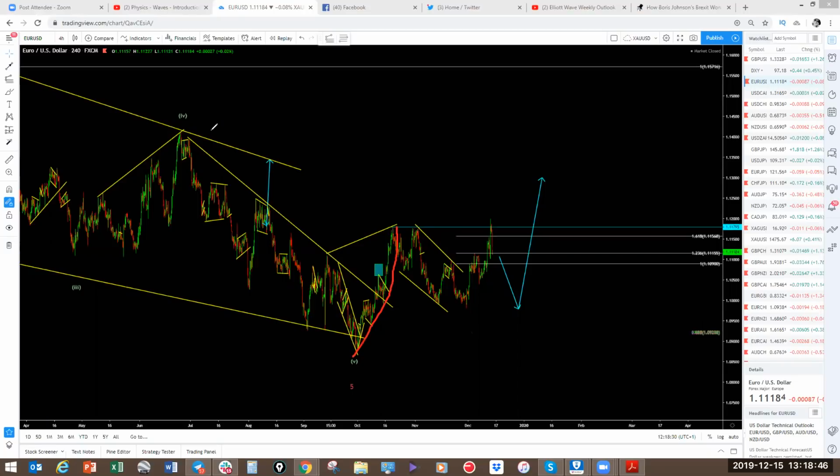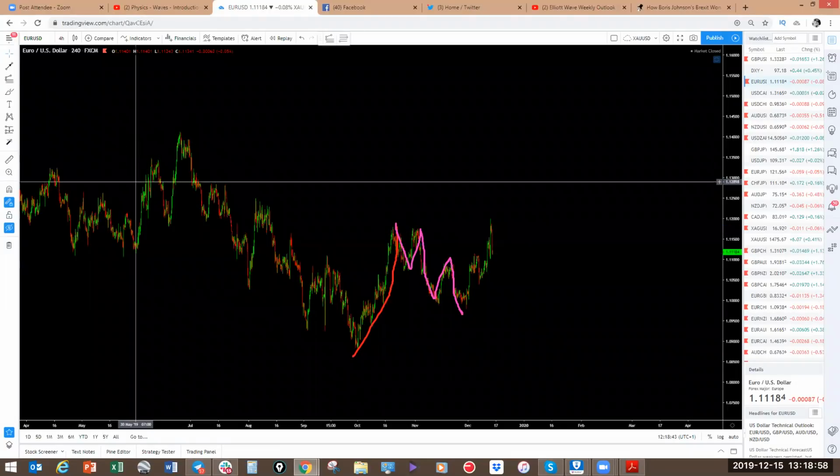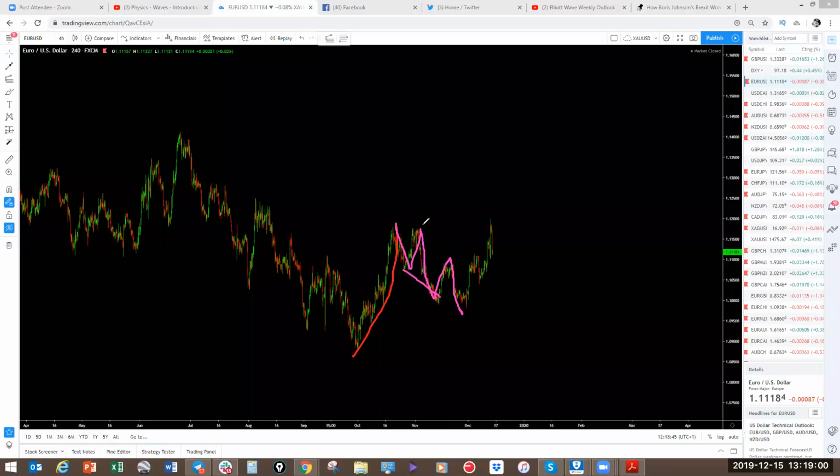Now this move coming down here, watch this, 1, 2, 3, 4, 5. What is this move? This is a diagonal. This is a diagonal. Let me switch off here so it can be clear. This is a diagonal in wave A. Now you've got a 3-wave move B.